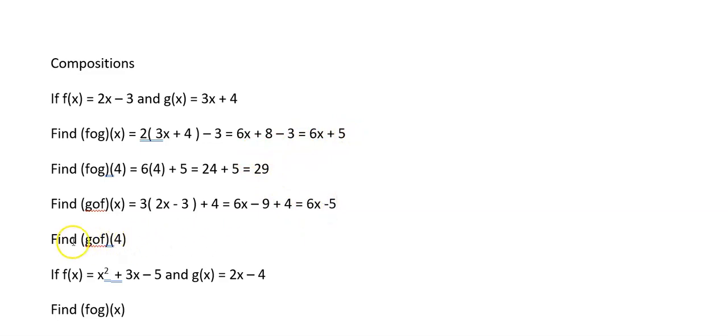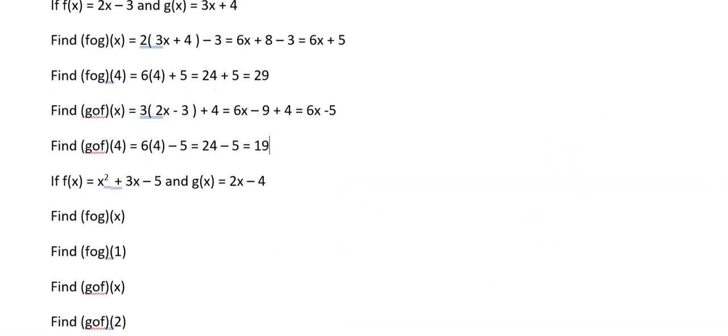All right, so now let's take the function we just got, G composed with F, and let's put a 4 in for x. So we'll have 6 times 4 minus 5, which is 24 minus 5, or a functional value of 19. Okay, so now let's do a little more complicated example.